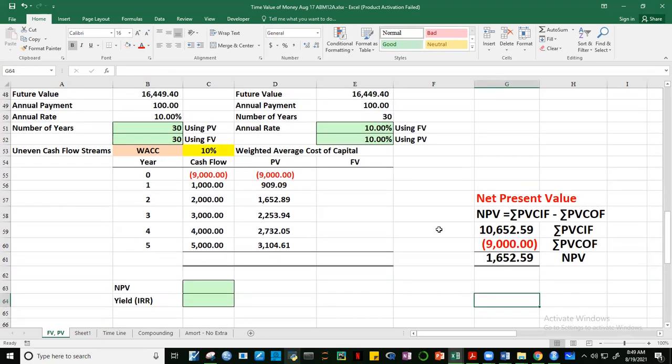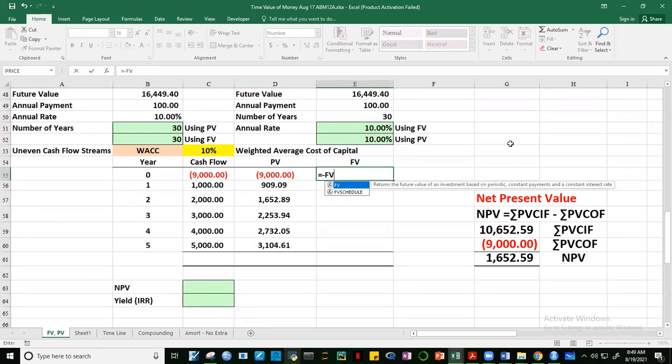Okay, now you can all, of course, get the net future value. Pwede rin yun, no? So, kunin natin yung future value naman. So that will be equal to negative FV. Negative FV. What's our rate? Our rate is the WAC. Diba? What's our NPER?